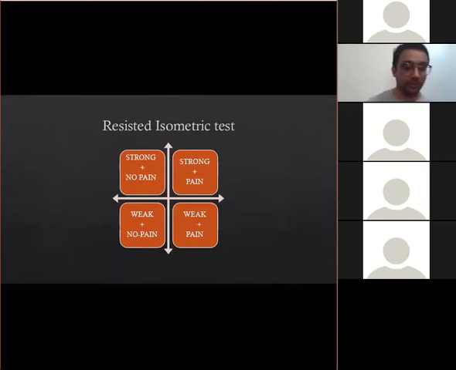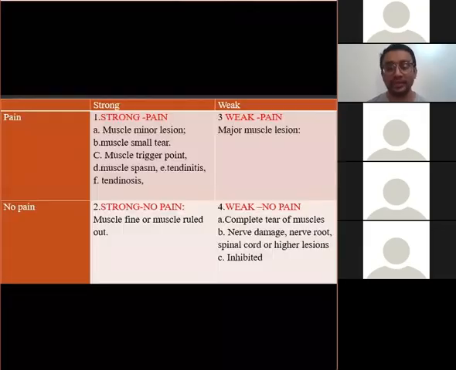Very good. So when the muscle is weak, there is no pain. That is also another likely cause. Any muscle disease, any genetic disorders in the muscle, and the muscle starts losing strength, that is also a scenario. Let's summarize what we just discussed.